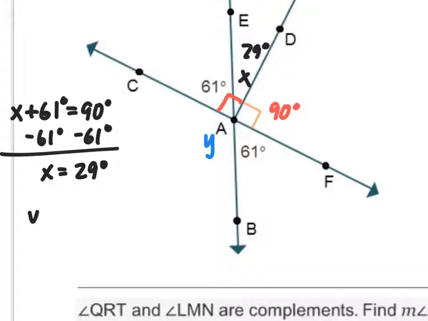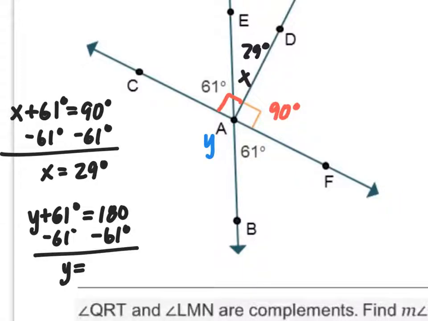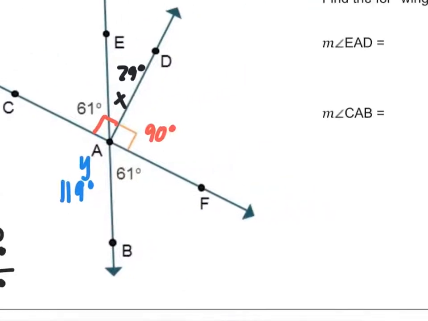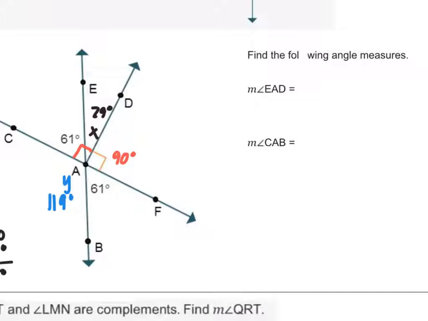So I'm going to set up an equation: Y plus 61 degrees is equal to 180 degrees. I'm going to subtract 61 degrees from both sides, and I get that Y is equal to 119 degrees. So this is 119 degrees. Let me fill this in over here. It says find the measure of angle EAD. I figured that out here. That was 29 degrees, and then the measure of angle CAB was 119 degrees.